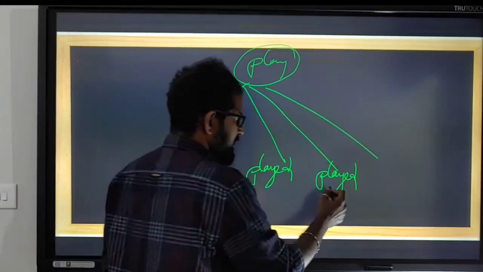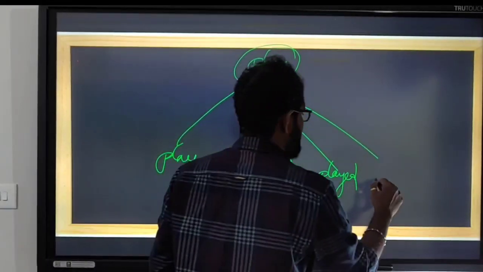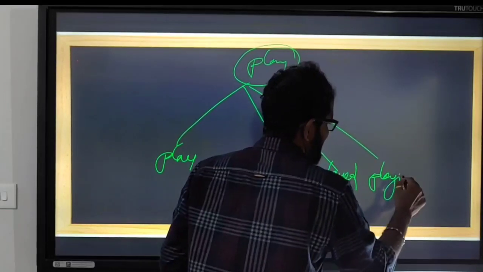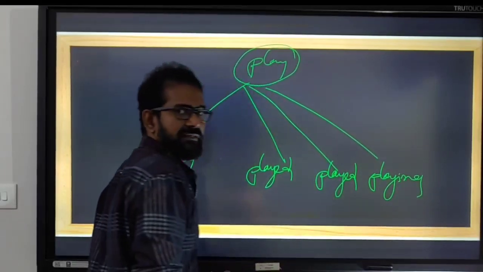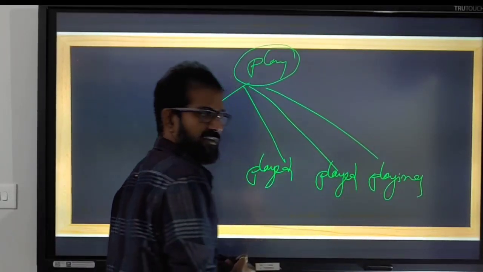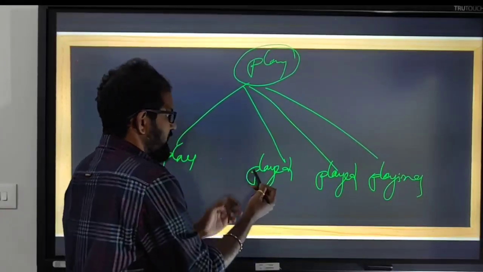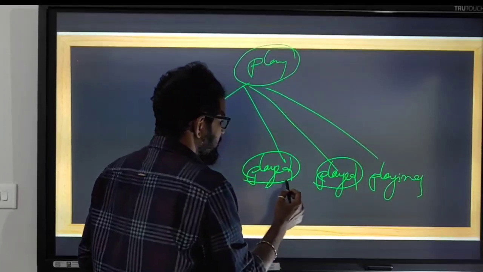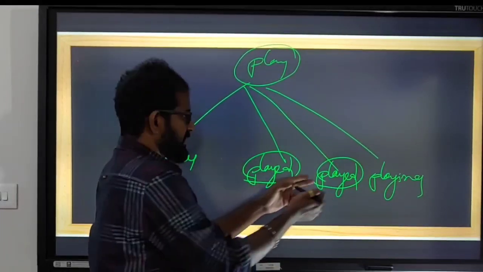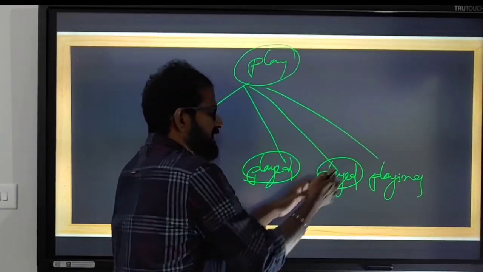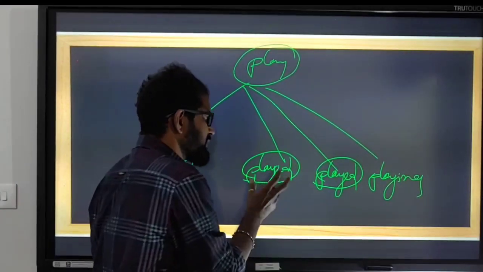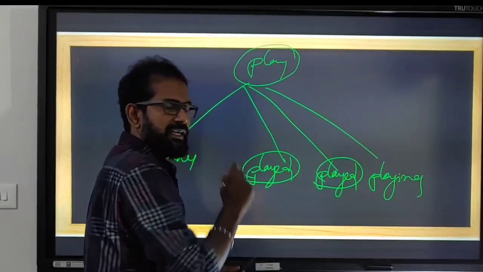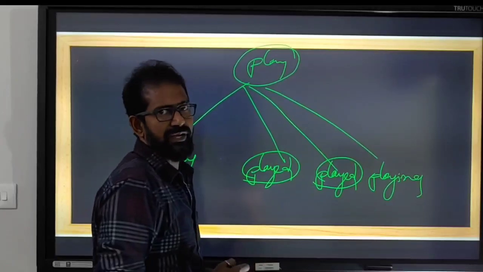Played, V3, past participle form. Playing, present participle, V4. So when you look at V2 and V3, V2 is played and V3 is also played. Then how do we know whether the verb is V3 or V2? It is a very simple thing to identify.